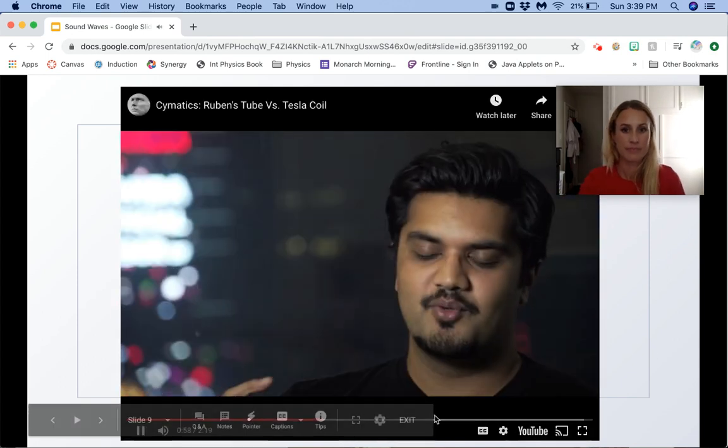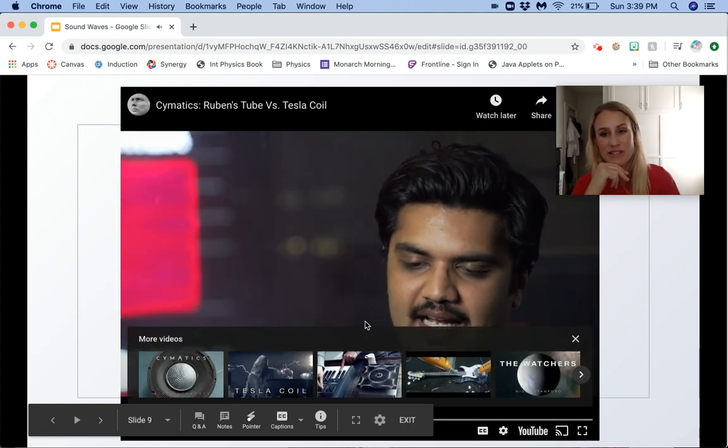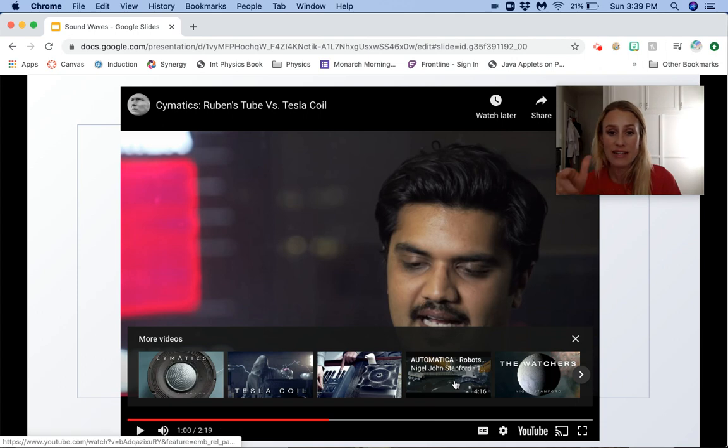So a lot of the testing with the Rubens tube had to do with finding... So you can see in this Rubens tube, the higher frequency sounds, you can see how that standing wave changes, right? You have a shorter wavelength when you have a higher frequency sound, okay? So this is kind of a demonstration of what the standing waves look like when you have a tube like that.